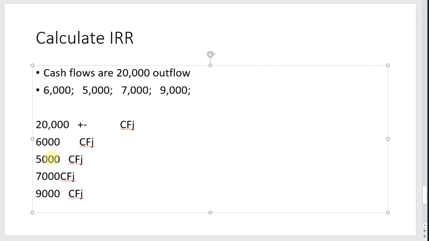Okay, so I have to catch up here because I haven't put any of these numbers in. So I'm going to clear my calculator, put in my 20,000 as an outflow, my 6,000, my 5,000, the 7, and the 9. So that's at cash flow 4. Now we're going to go second function IRR. So second function IRR, and your calculator should be showing 12.099. Okay, so we've got 12.099% return on this project.